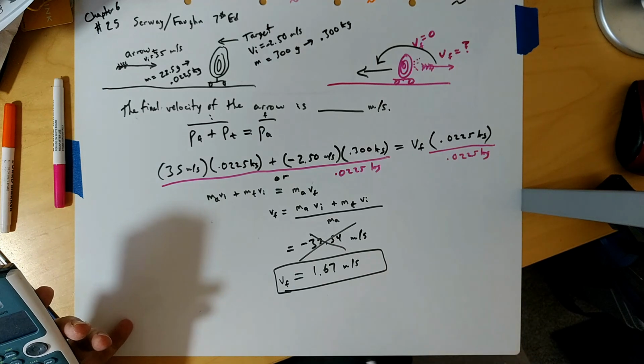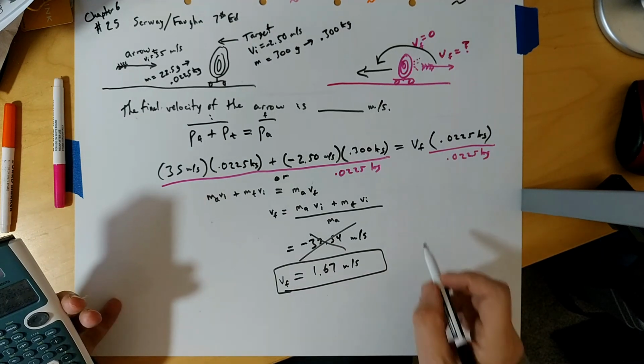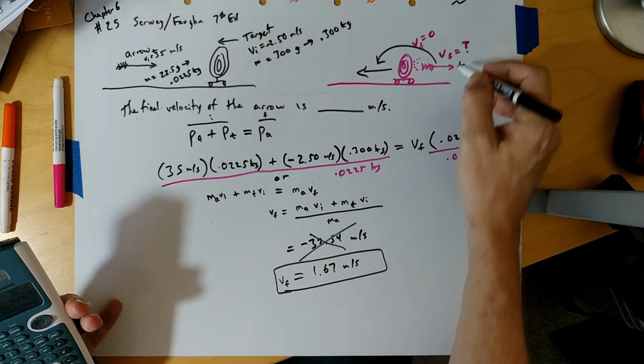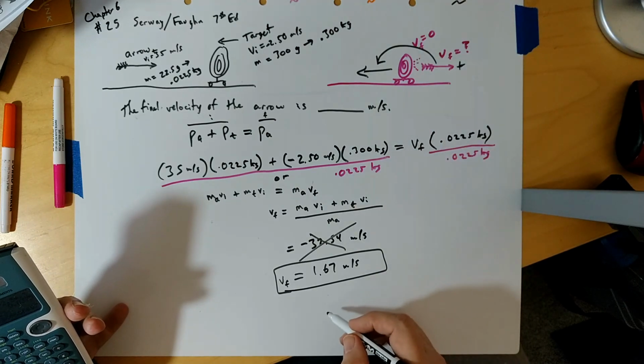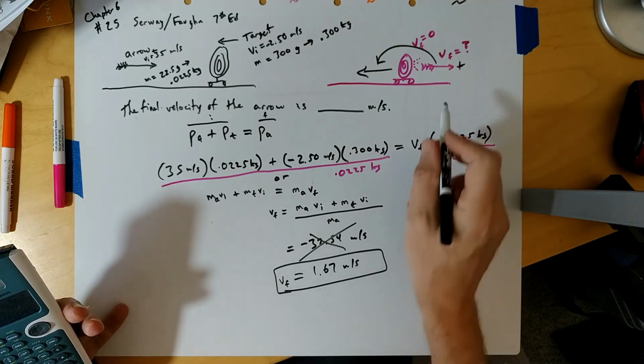V final is 1.67 in the positive direction. So again, I went back, I double-checked, did it make sense? It didn't seem to make sense to me, so I found my mistake.